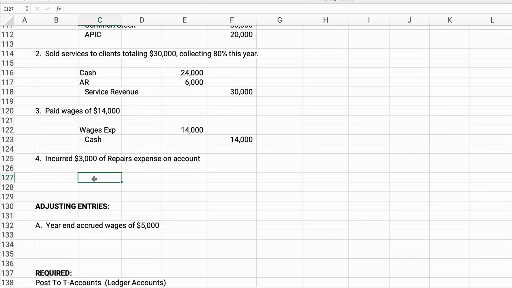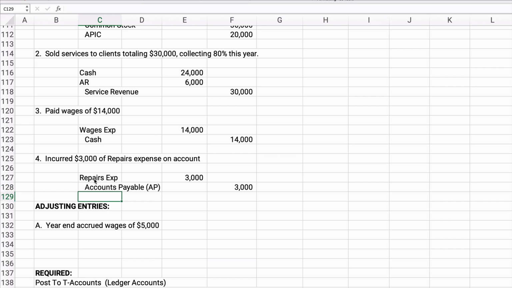We incurred $3,000 of repairs expense on account. So what entry do we make? Well, repairs expense is our debit. That's $3,000. Now, did we pay cash for the repairs? We did not. We have not paid yet, so this is going to be accounts payable, which we can abbreviate as AP, right? So we have repairs expense 3,000 and accounts payable 3,000.